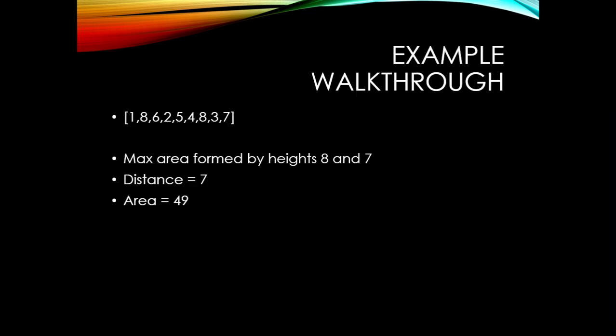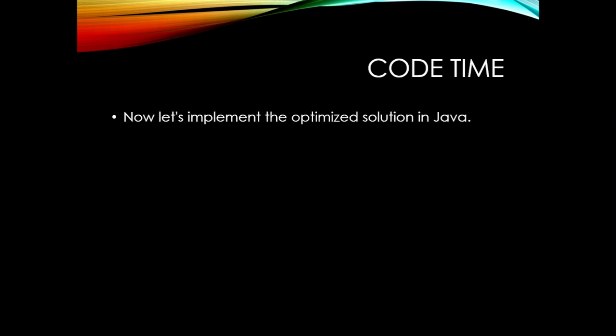Let us walk through the same example once again. The maximum area is formed between the heights 8 and 7. So the distance is 7. The area is 7 multiplied by 7 equals 49. Now let us switch to Java code and implement the optimized solution.